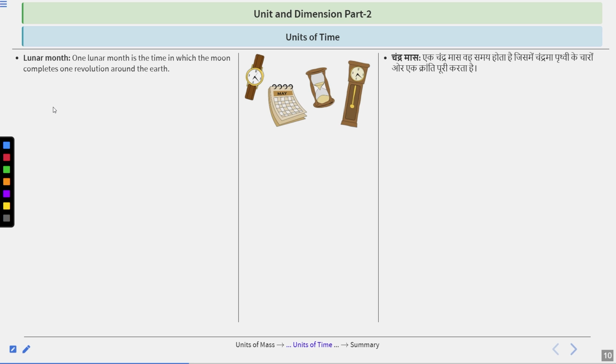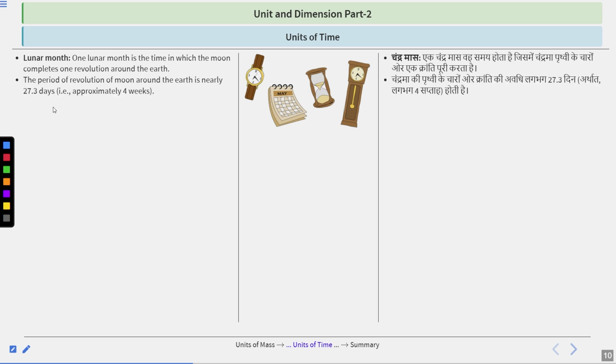Basically, the lunar month is the total time period taken by the moon to complete one revolution around the earth. As we know, the earth revolves around the sun. Similarly, the moon revolves around the earth. So when the moon starts from one point, revolves around the earth and reaches the same point from where it had started its journey, then it is considered that one revolution has been completed. And the time period taken, the 30 days or 27 days, is known as the lunar month.